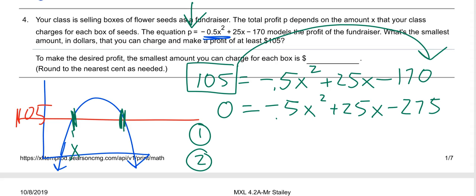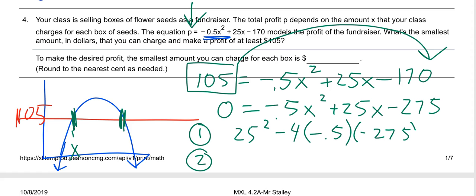Discriminant? We're not finished yet, Mr. Stick. Okay, 75 is correct for your discriminant. That's step number 1, 75. How? 25 squared minus 4 times negative 0.5 times negative 275 is equal to the whole number 75. That's just step number 1.